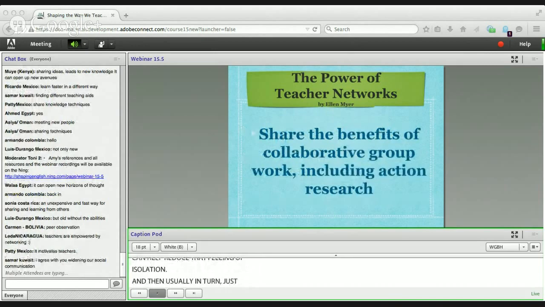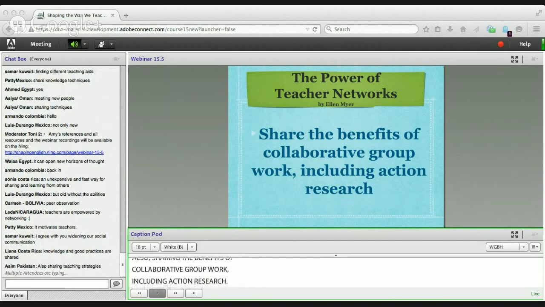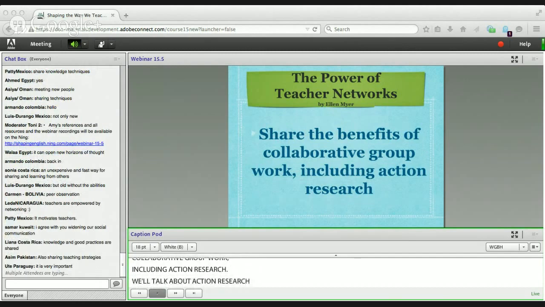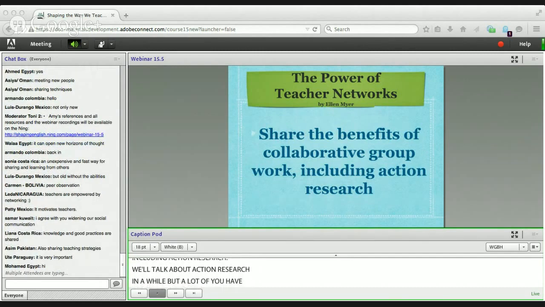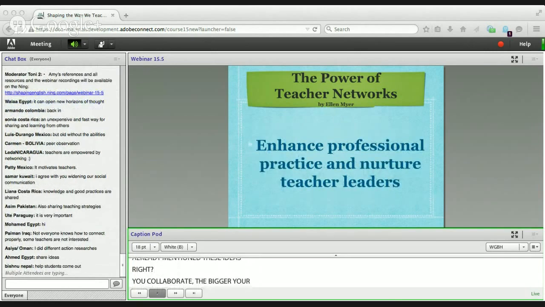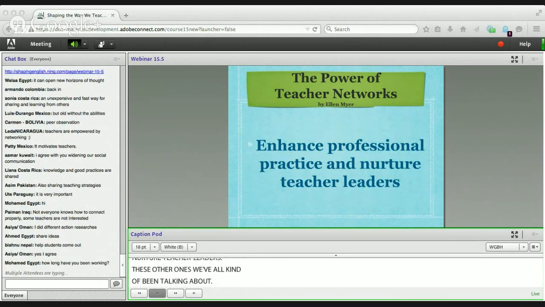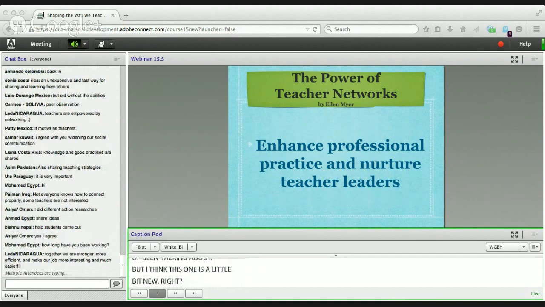Also, sharing the benefits of collaborative group work, including action research. So we'll talk a little bit about action research in a little while, but I think a lot of you have already mentioned these ideas, right? That you collaborate. The stronger and bigger your network is, the more opportunities for collaboration that you have. So the power of teacher networks also can enhance your professional practice and nurture teacher leaders. So these other ones we've all kind of been talking about, but I think this one is a little bit new, right? So we know that it can enhance our professional practice. We know that it can make it better. But this idea of nurturing teacher leaders, I thought was very interesting.